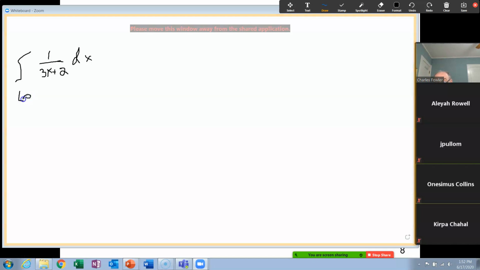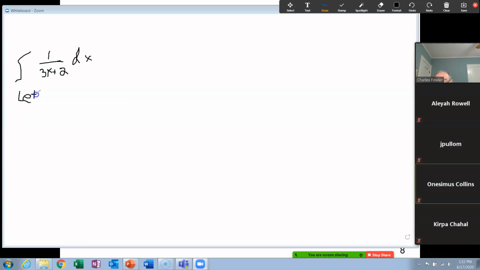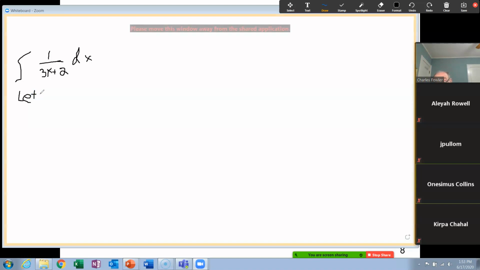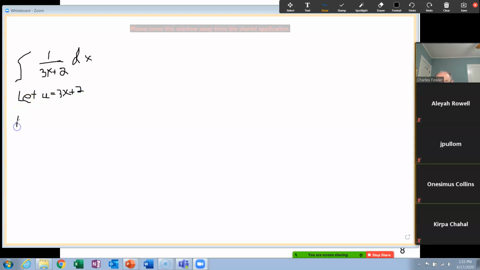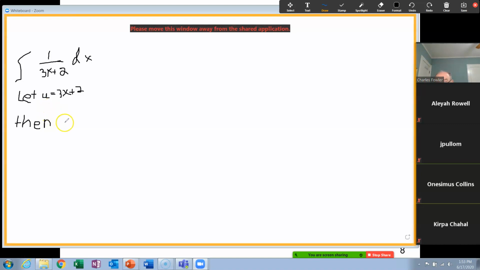And what's the most complicated part? Of course, it's the denominator. Let U equal your denominator. That's what it's been for the last several times. 3x plus 2. Then, always follow the let by then. And you write the differential form here. du is equal to, you tell me.